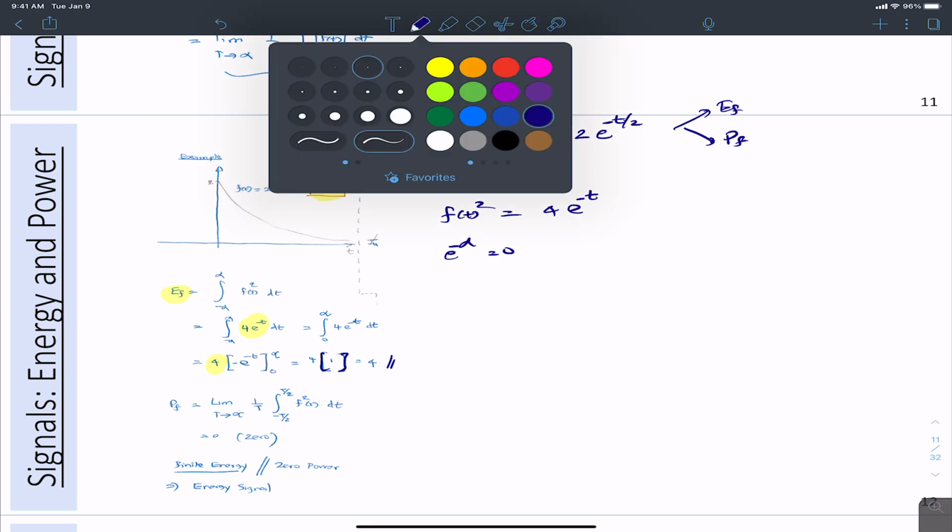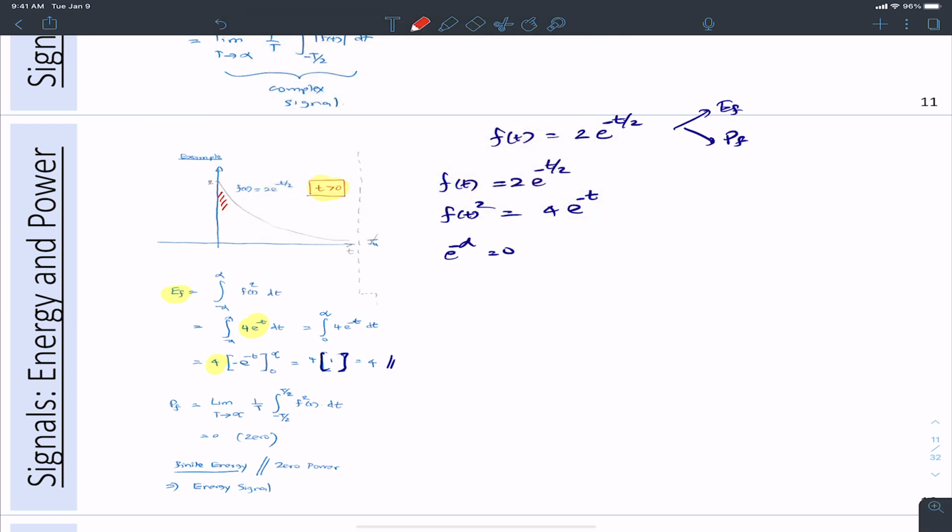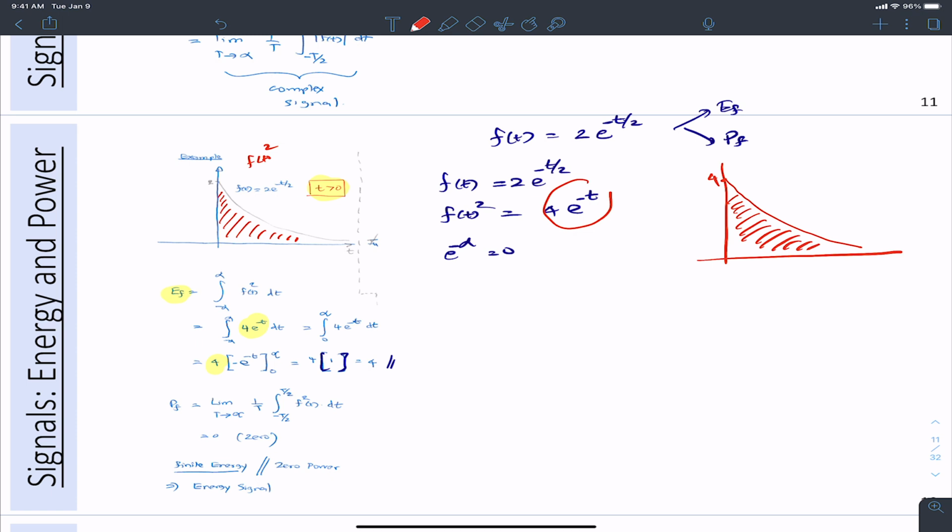In other words, we are integrating f(t) squared, so it is the area under this curve. If we just draw f(t) squared, it's going to be 4 times e to the minus t. It's a signal like this, and we are basically finding the area. Another way to look at it. So this goes to 0, and that area that we are seeing here, that's 4.